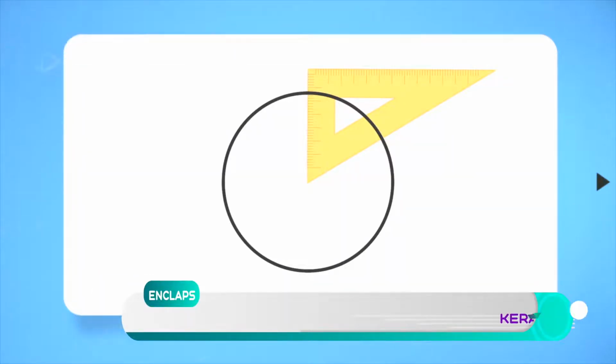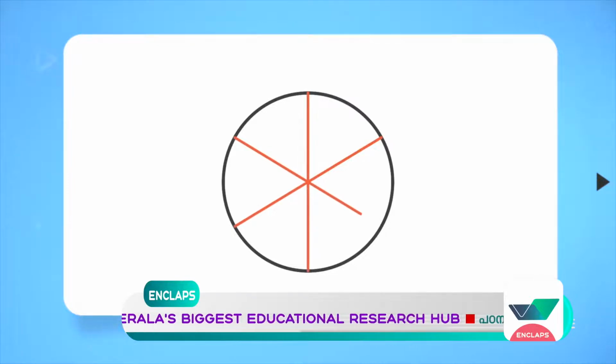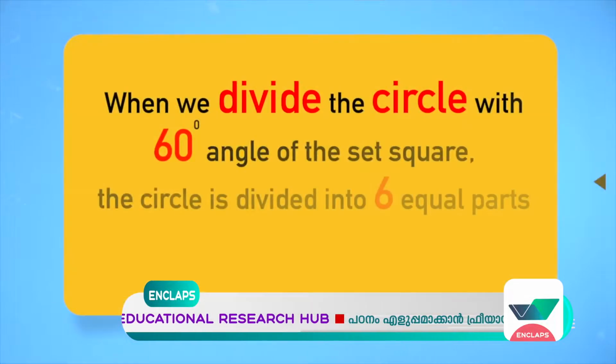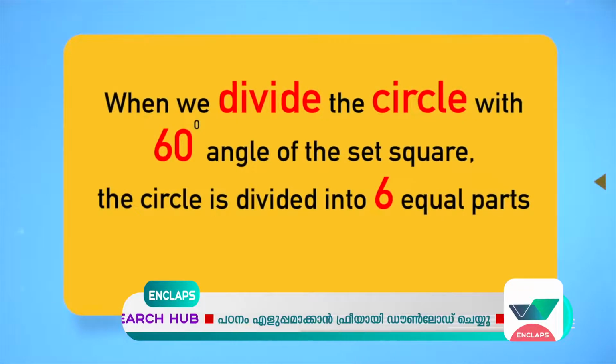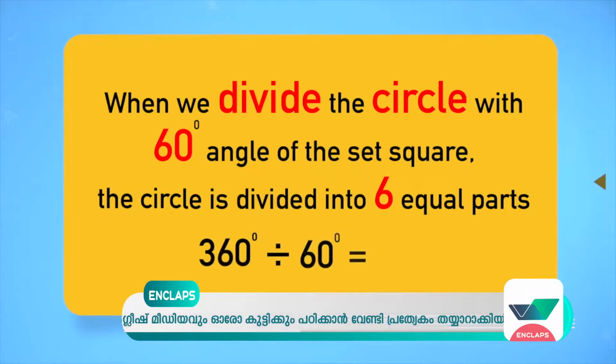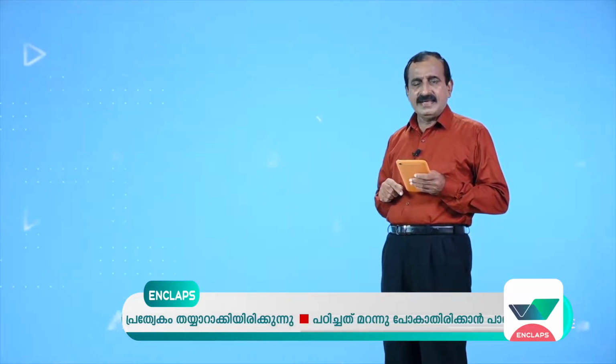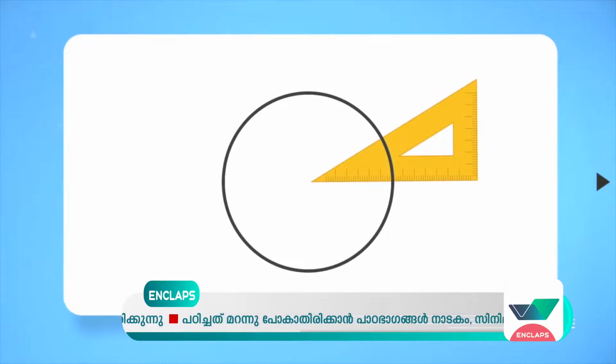Now let us continue with the 60 degree angle. You see, 1 division, 2nd division, 3rd division, 4th division, 5th division, and finally 6th division. When we divided the circle into equal divisions with the 60 degree angle of the set square, you have got how many? 6 equal divisions. That is, 360 degree divided by 60 degree is equal to 6. Now let us try with the least angle of the set square, 30 degree.